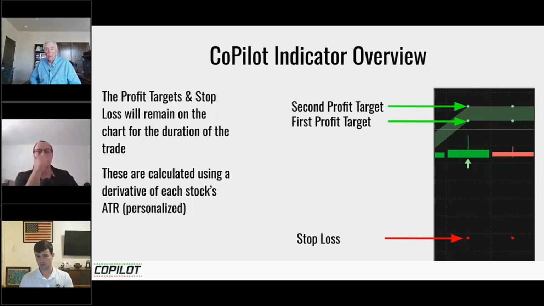So you're going to see your first profit target and your second profit target indicated by these two green dots above the candle. And then here is your stop loss for that buy signal right here, which is indicated by the red dot down below.